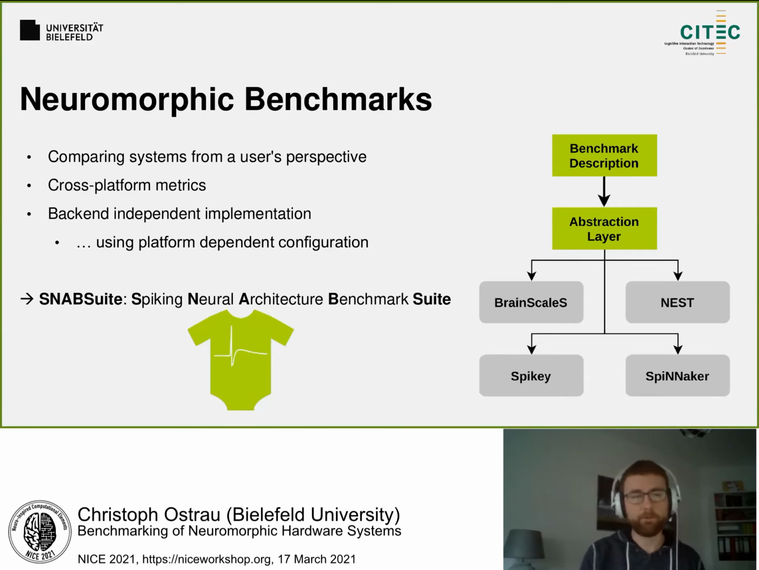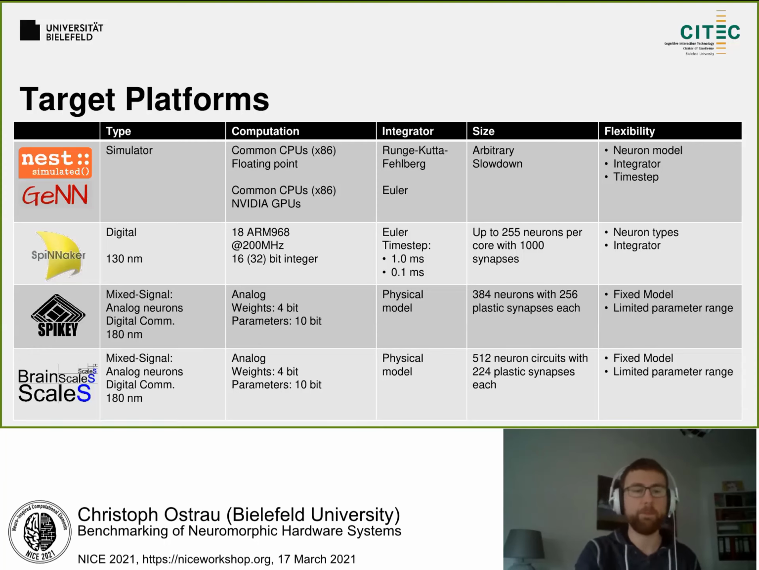So most of our target platforms are already known to the audience. That's why I will not go into details, but I'd like to highlight one thing, that we are comparing very modern CPU and GPU implementations to the rather old technology used in the Spinnaker, Spikey, and Brainscale systems. So you have to keep in mind that by just porting these systems to more modern technology, you probably gain an order of magnitude in efficiency, just for interpreting the results I'm showing.